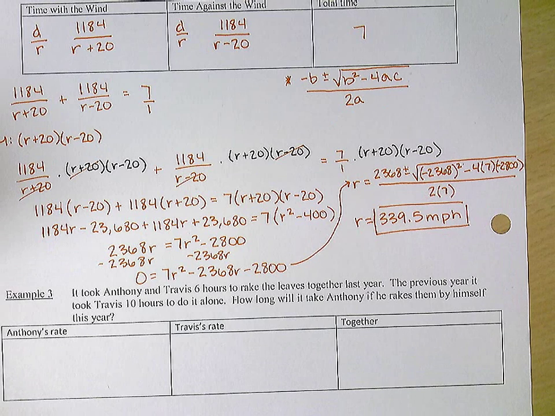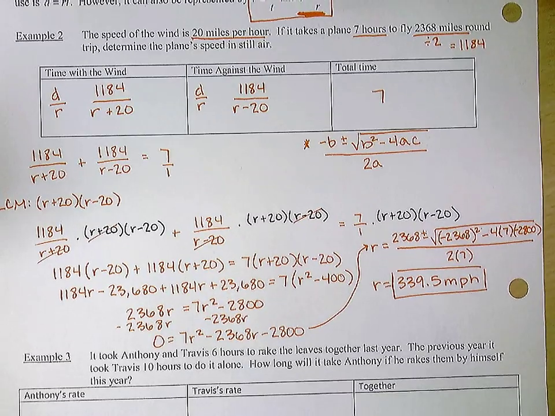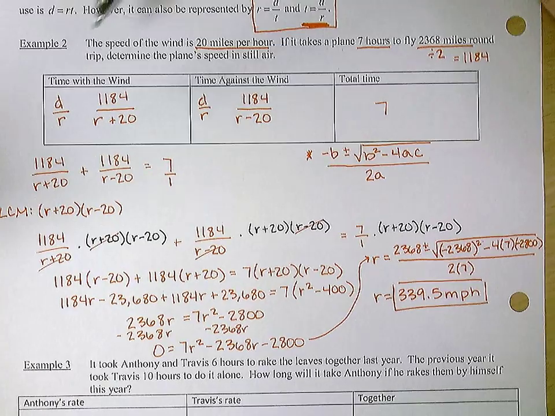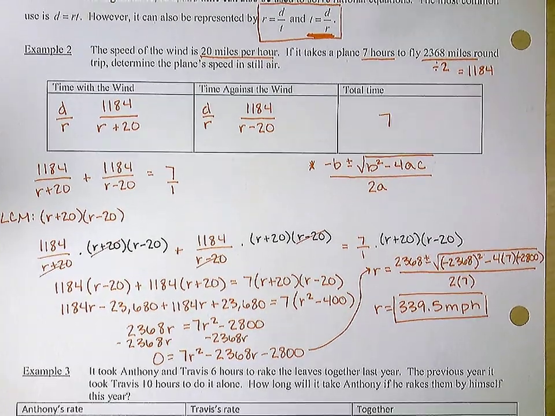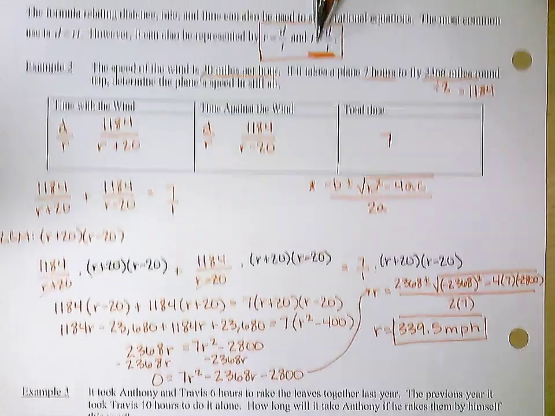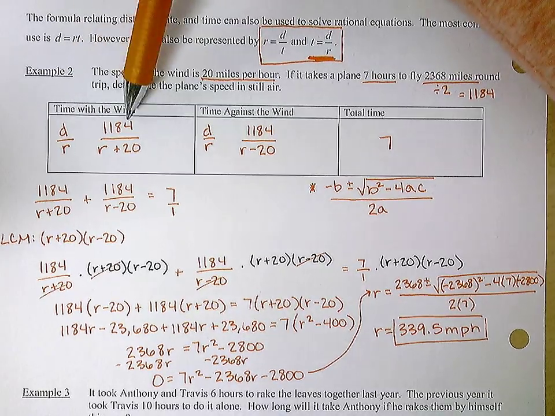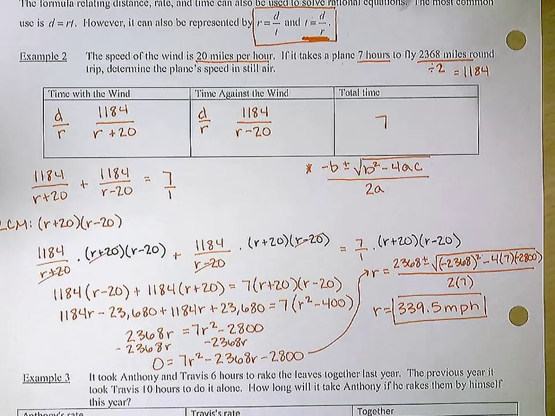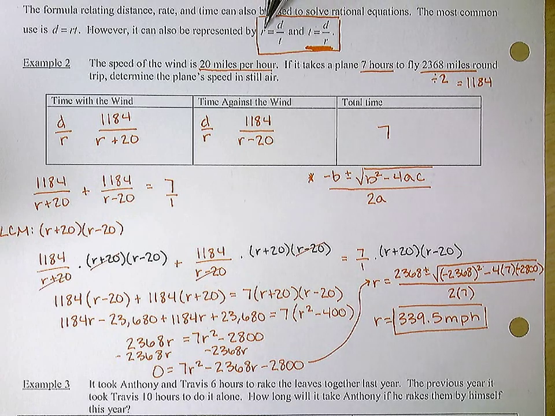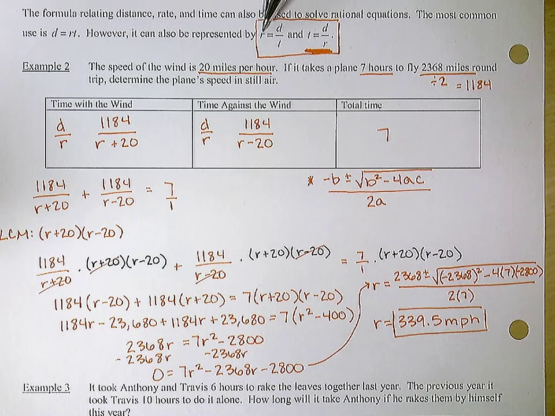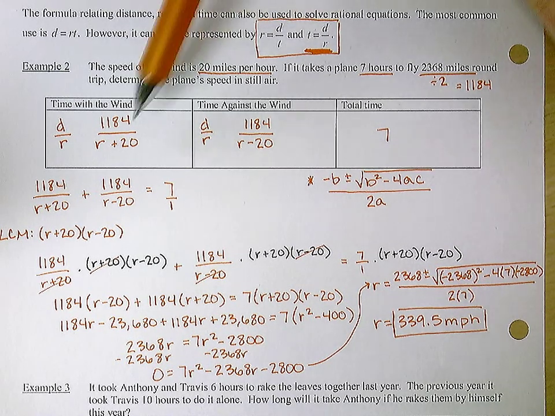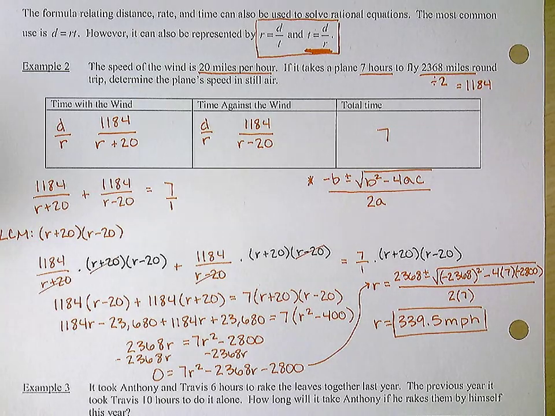Okay, questions on that one? So this one, we had to find the rate, but it was talking about the time, so that's why I used time is equal to distance over rate up here in this formula. If it was talking about the rate, then I would use distance over the amount of time, okay?